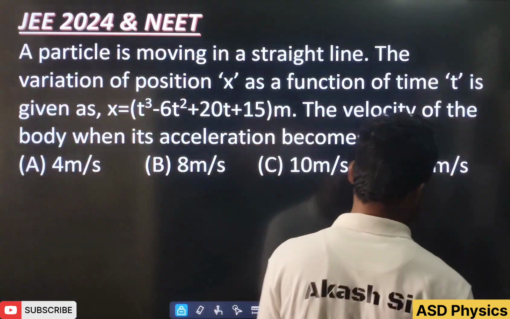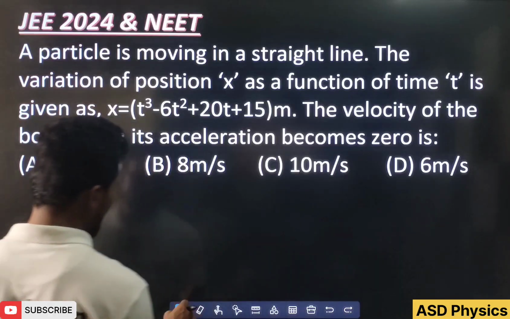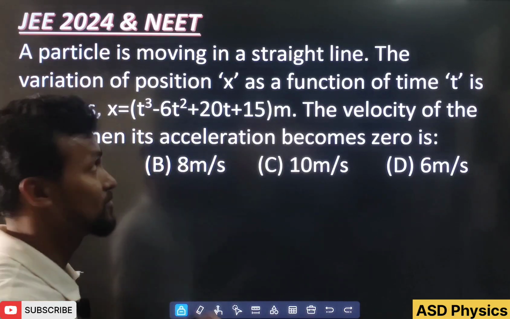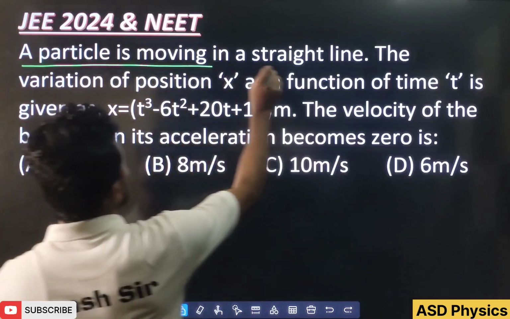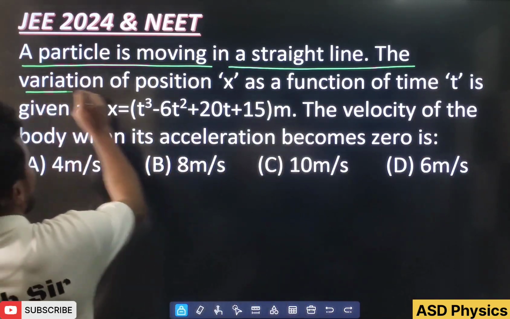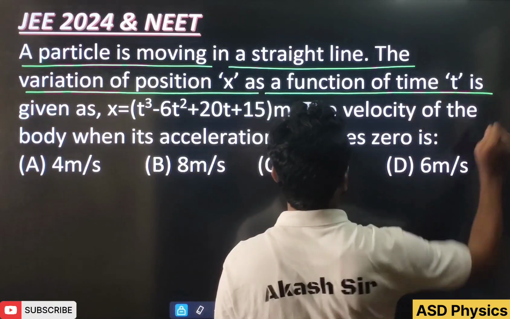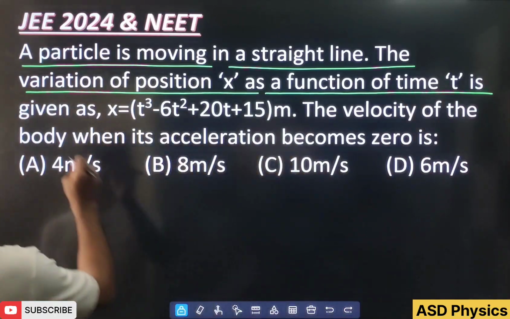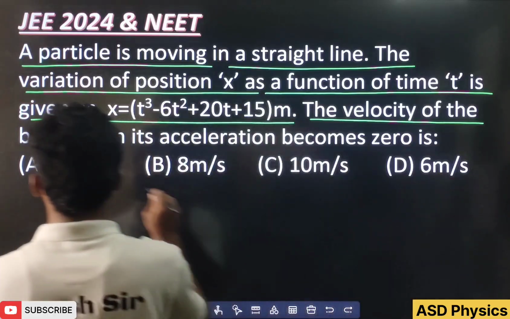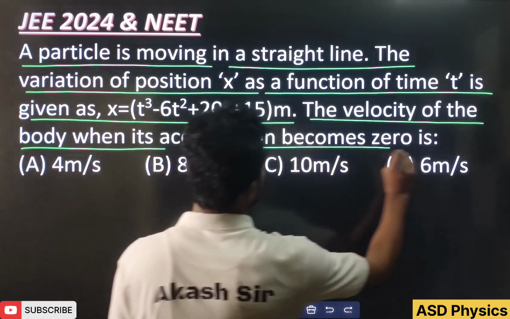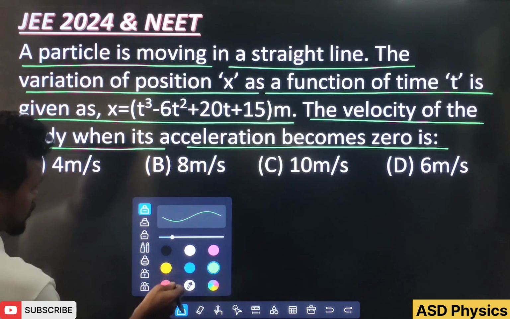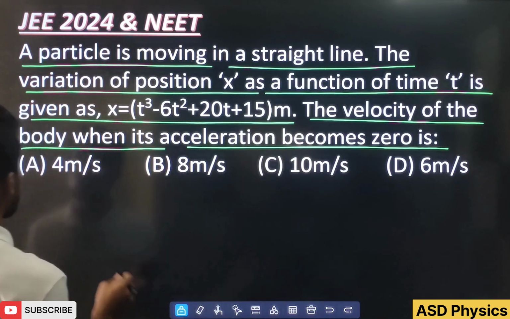See how beautiful and easy a way we are solving these questions. Okay. Now let's move to the next question asked in JEE 2024 exams here. A particle is moving in a straight line. The variation of position x as a function of time t is given as this function here. The velocity of the body when its acceleration becomes 0.